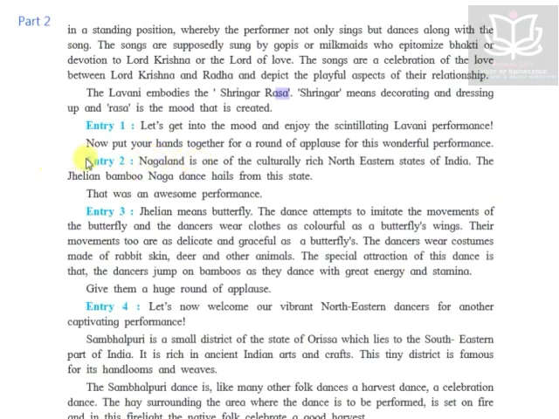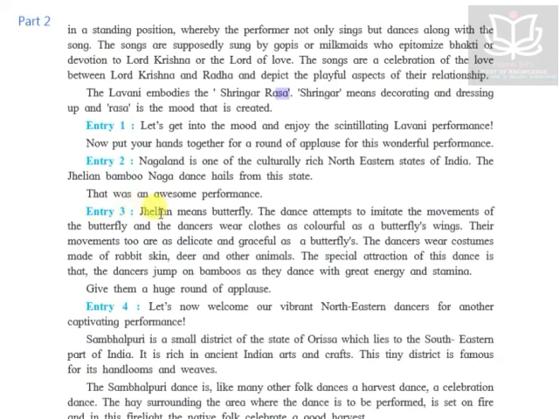Now next is entry 2. Nagaland is one of the culturally rich northeastern states of India. The Zeliang Bamboo Naga dance hails from the state. So that was an awesome performance. Please give a big round of applause. Such kind of words, when you say them, make the audience connected with the performance.